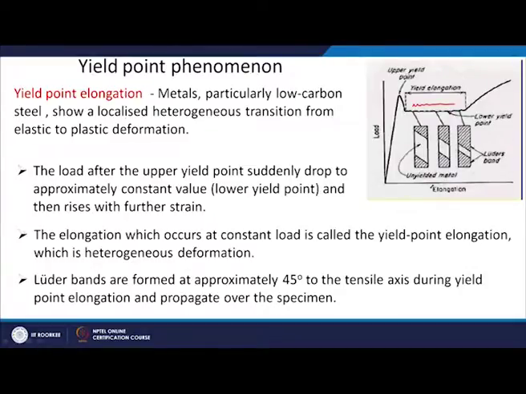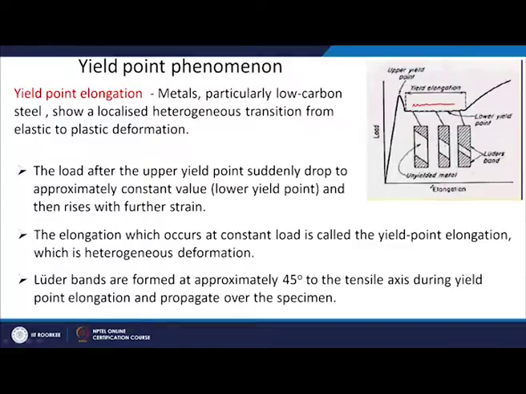And yield point elongation is that they show a localized heterogeneous transition from elastic to plastic deformation. Okay. So, why are we calling it heterogeneous? Because it starts from one end and goes to the other end. As you can see, the hatched region here is the location where the yielding has started, but in some portion of the material yielding has not started yet. So, it is starting from, for example, some end here, and then it is propagating.